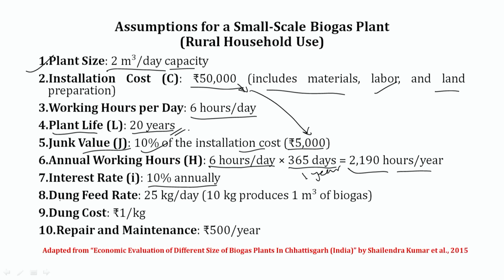And the dung feed rate: for that capacity of biogas plant, 25 kg per day, 10 kg produces 1 meter cube of biogas. So here we can say that 2 meter cube per day can be produced if we are feeding 25 kg per day, in a rough sense. And thereafter the dung cost, here we are taking as 1 rupee per kg. And the repair and maintenance will be charged as 500 rupees per year.